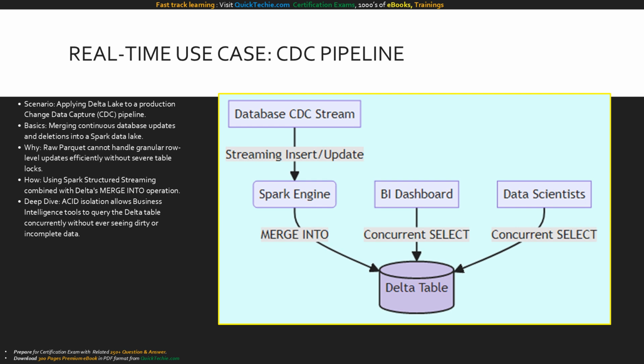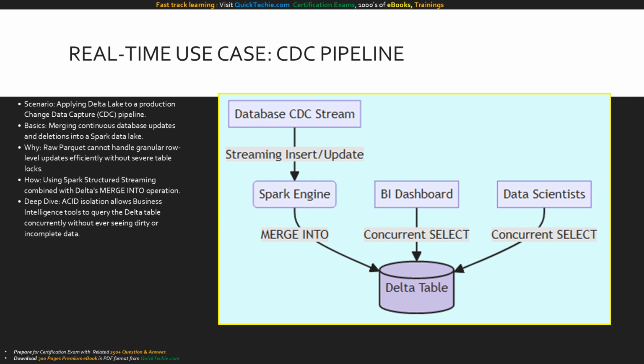If we used raw Parquet, the table would lock during updates, or analysts would read corrupted, half-written data. By utilizing Delta Lake, our Spark structured streaming job continuously applies a merge into command. It applies the inserts, updates, and deletes seamlessly. Meanwhile, thanks to ACID isolation, our BI tools can concurrently query the exact same Delta table. They experience zero downtime and zero dirty reads, unlocking true real-time analytics.